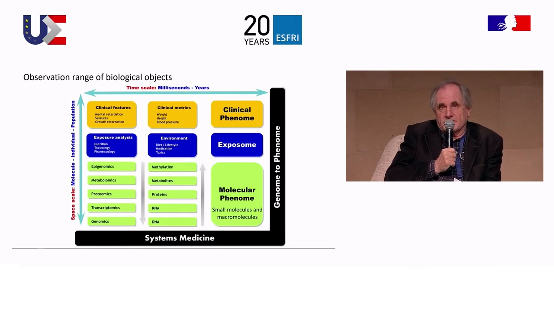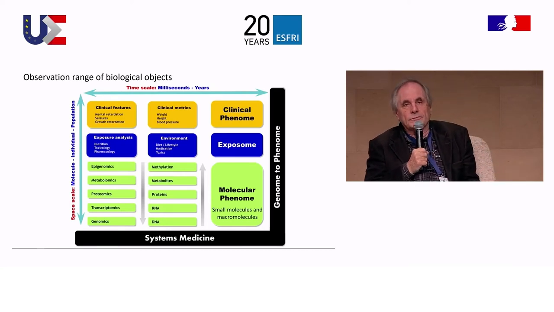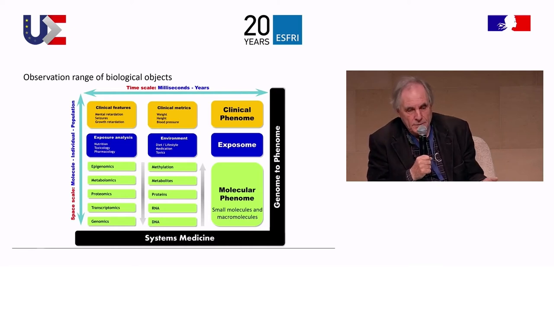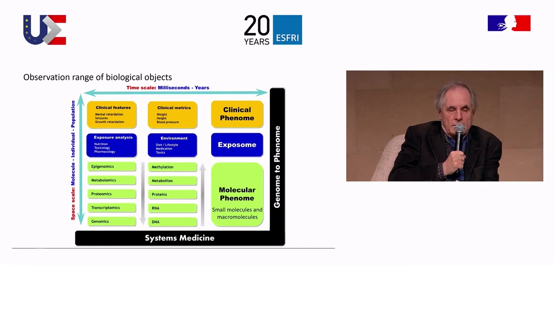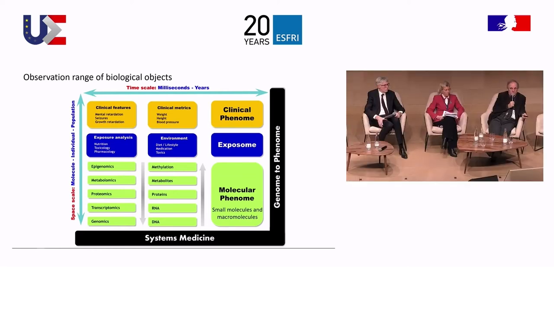And this is another dimension. And then you have a fourth one, which is the environment that I already mentioned. Living systems live in the environment and are influenced by what they eat, by what they breathe, etc. So the different components of the environment have a very important effect also on the expression of the phenotype.